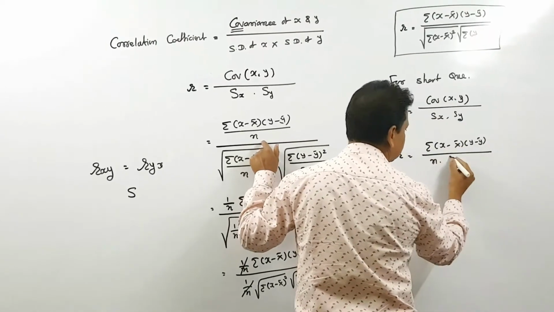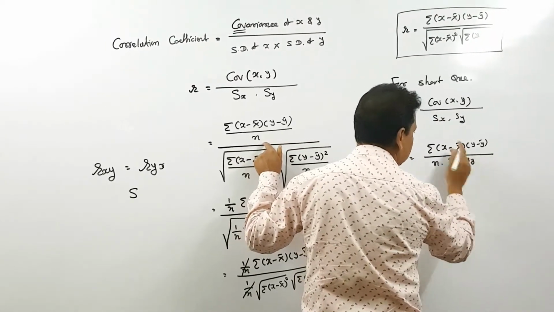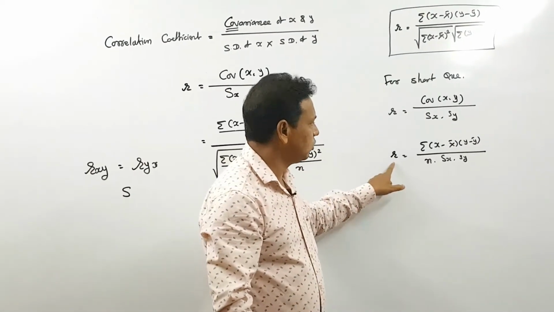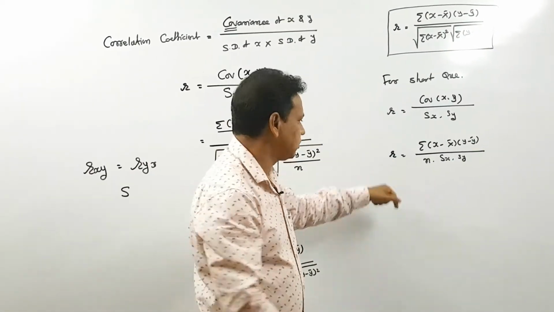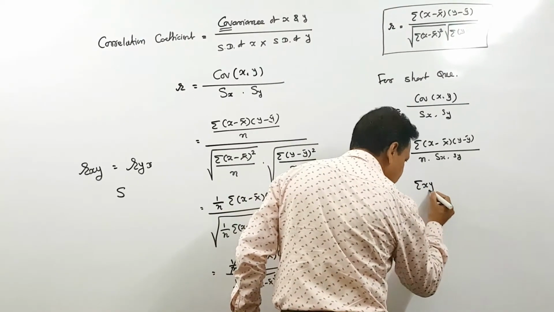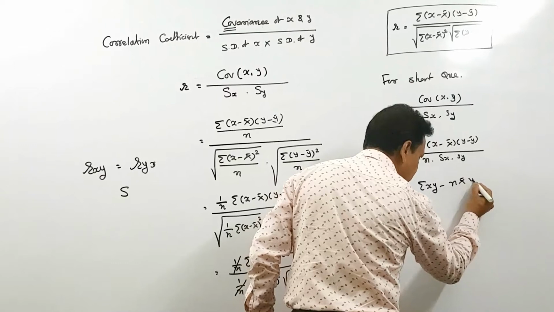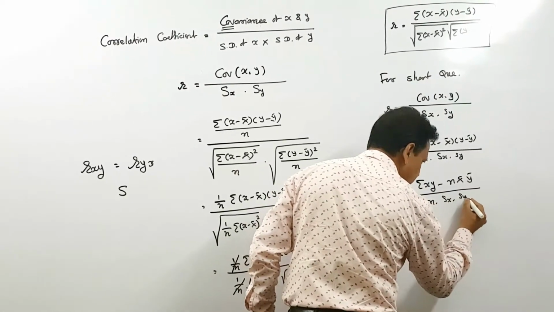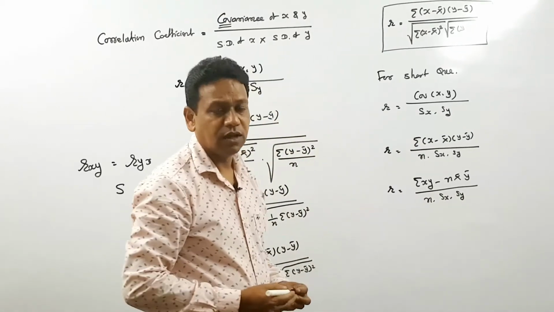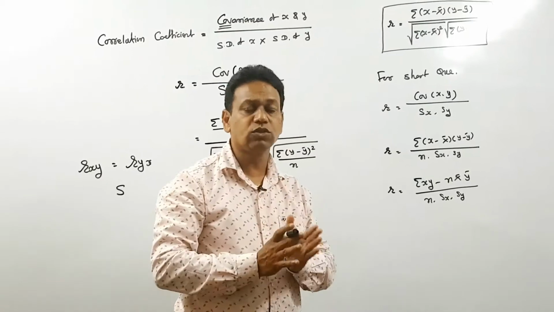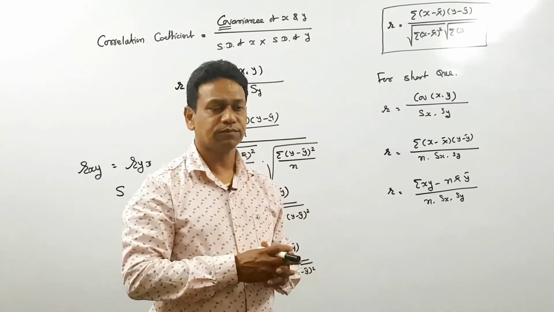And now I would like to put this sx into sy. The other formula we have to use in the short questions, the new one, is sum of xy minus n x bar y bar divided by n into sx into sy. My dear friends, we have three formulas which are used only in short questions.